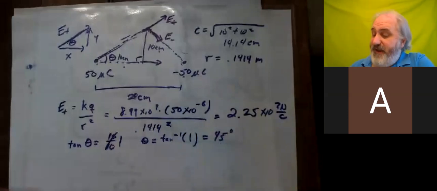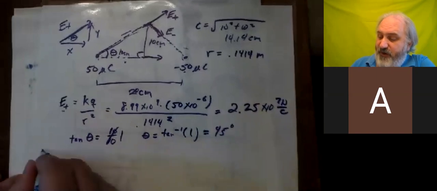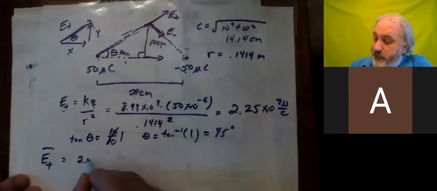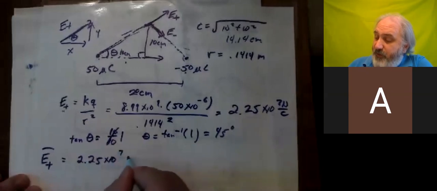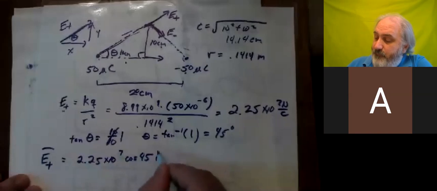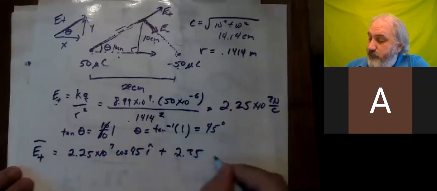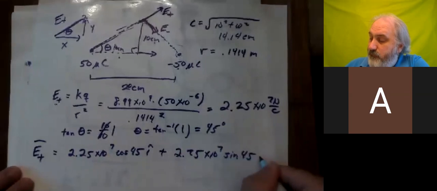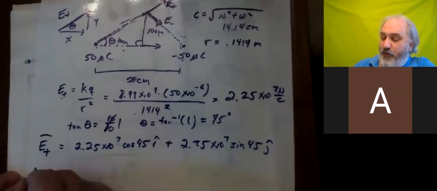So now when I go to break E plus into components, what's going to happen is E plus in vector component form is going to be this times the cosine of 45 in the i hat direction, plus that same thing times the sine of 45 in the j hat direction. With me there? How's the electric field for the negative charge going to be different?